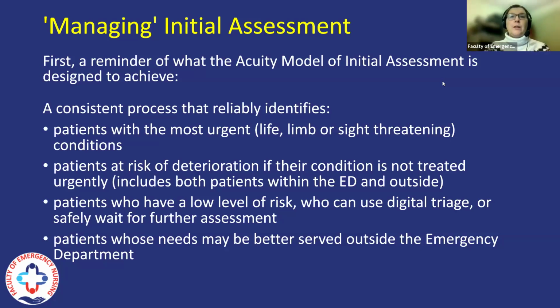That it will pull out, and they get a 1, the patients at risk of deteriorating if their condition is not treated urgently. So that comes in at acuity 2, and that could be patients within ED or it might be outside ED. That we will pull out the patients with a low level of risk who could be assisted to use digital triage, or could, if you've got it available, or could safely wait for secondary assessment. And those patients whose needs might be better served outside an emergency department.